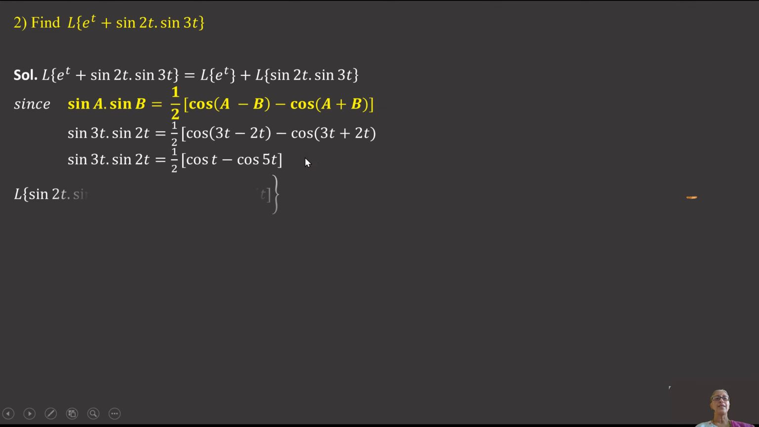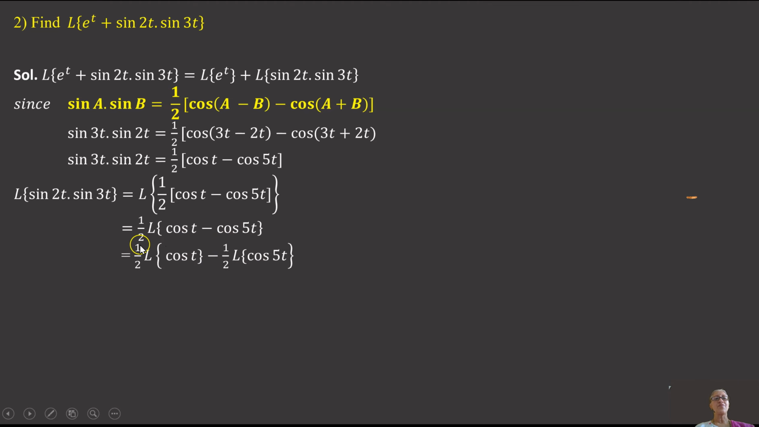So in place of sin 2t into sin 3t, we can write 1 by 2 into (cos t minus cos 5t). So the Laplace transform of sin 2t into sin 3t equals the Laplace transform of 1 by 2 into (cos t minus cos 5t). As 1 by 2 is a constant, we can take it outside. So you can write it as 1 by 2 into the Laplace transform of (cos t minus cos 5t). Again, this bracket contains two terms, cos t and cos 5t. So we can apply the Laplace transform to both these terms separately.